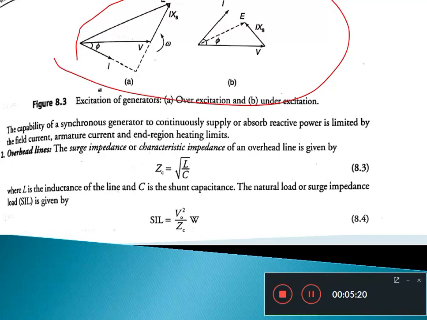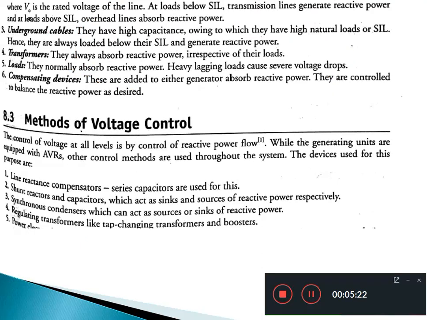Then generation and absorption of reactive power by one more element, that is the underground cable. So with the help of an underground cable, you can generate or else absorb the reactive power. If the value of the underground cable capacitance is high, then it is used for high natural load. If your capacitance is more, then surge impedance loading is more, and it will generate reactive power.